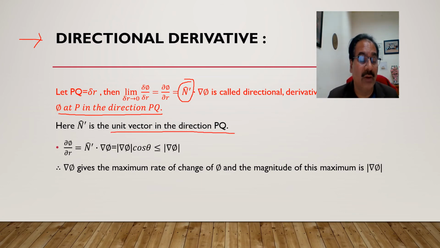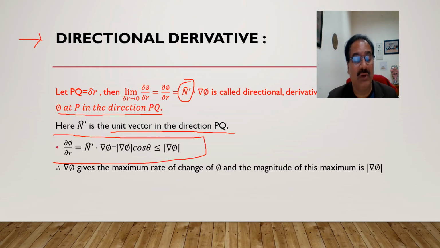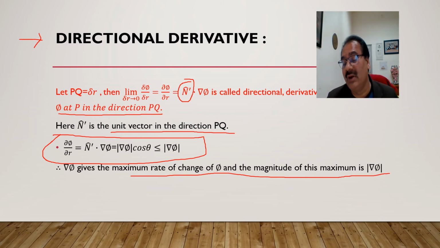And what is the value? The value is d phi over dR, equal to cap n dash dot del phi. You must remember this. And this is equal to modulus of del phi into cosine theta, which is less than or equal to modulus of del phi. Del phi gives the maximum rate of change of phi, and the magnitude of this maximum is the modulus of del phi.